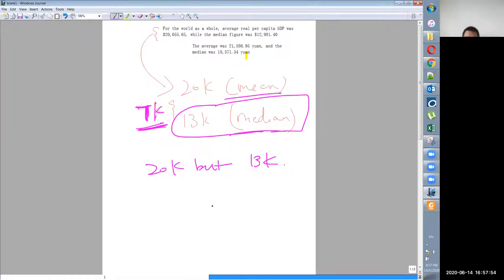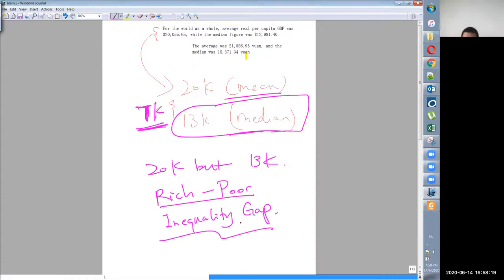So one of the explanations is, I think people have been talking about the rich-poor income inequality gap, right? They call it the inequality gap. So I think as the inequality gap gets larger, we will tend to see a large difference between these two.